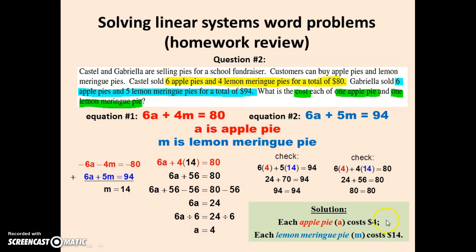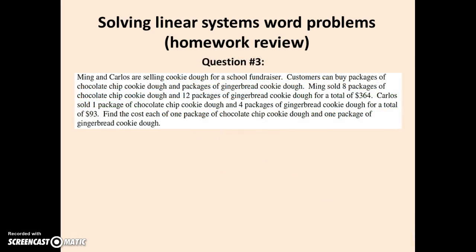So the solution for this, each apple pie, A, costs $4. Each lemon meringue pie, which is variable M, costs $14. All right? $4 for apple, $14 for lemon meringue. Question number 3. Okay, so there's our question. And let's highlight what we need to know.